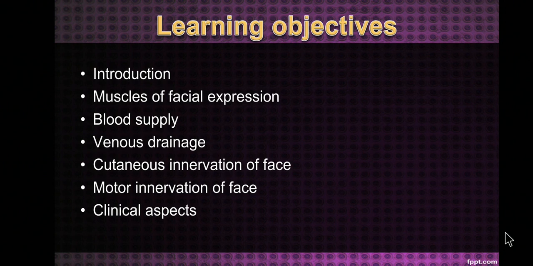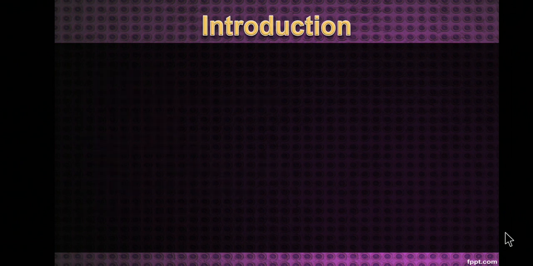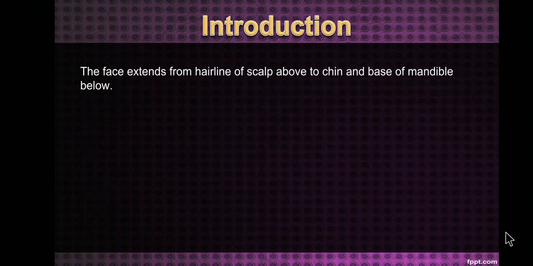Now, let us first try to understand the general features about the face. Now, we all know that face is the index of mind. So, the face extends from the hairline, in the scalp where the hairline starts, that is the upper border, and the lower border is to the chin and the lower border of the body of the mandible. We call it as the base of the mandible. At the sides, it is up to the auricles, so limited by the auricles on each side.